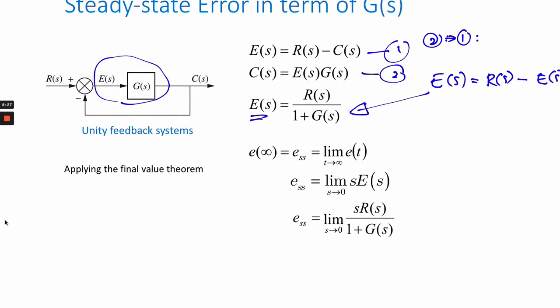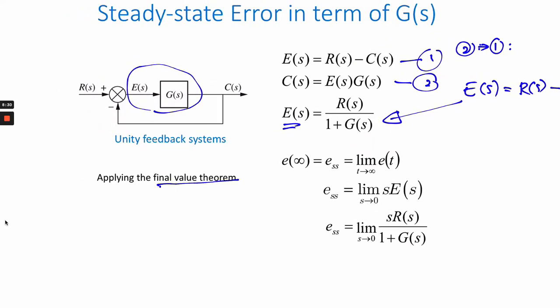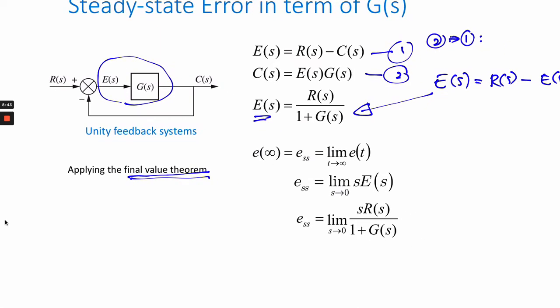And then we apply the final value theorem. You can see in the previous lectures, I have supplied the table of Laplace transforms. You can see the final value theorem, where the error when the time approaches infinity is the limit as t approaches infinity of e(t). So we convert it to Laplace using the final value theorem. What we have is the limit as s approaches 0 of sE(s).